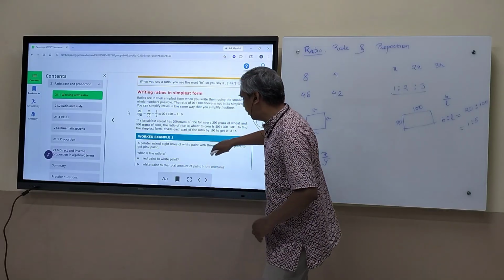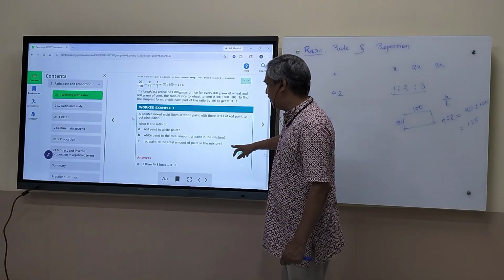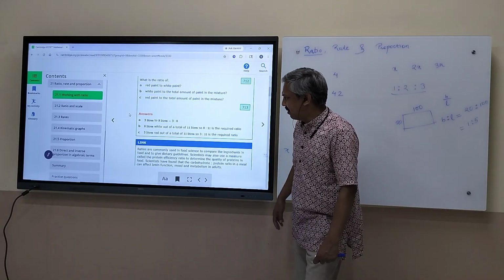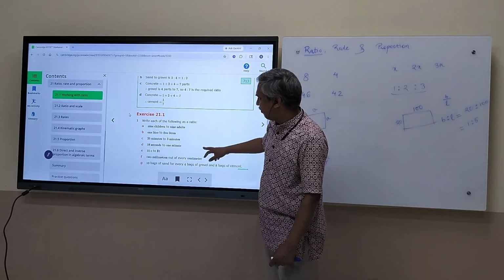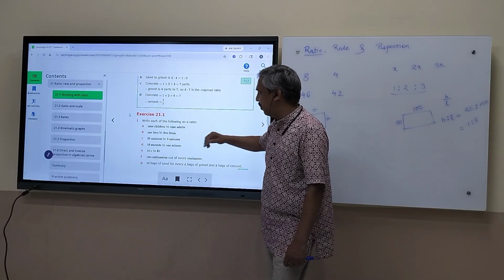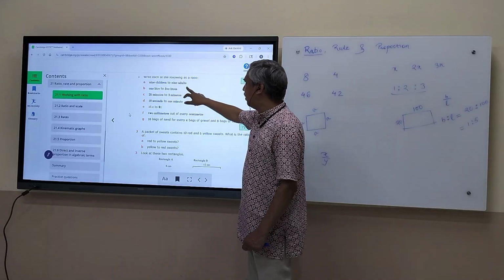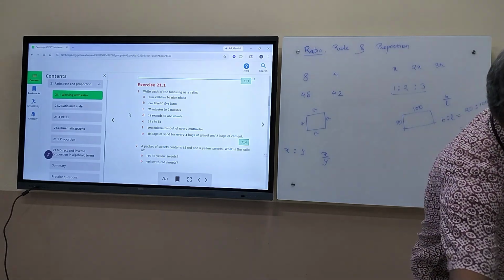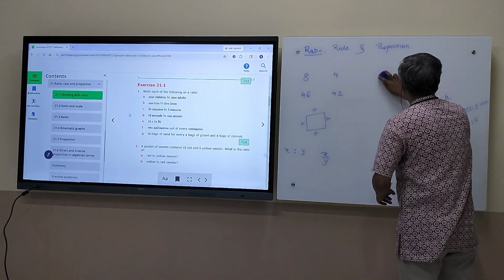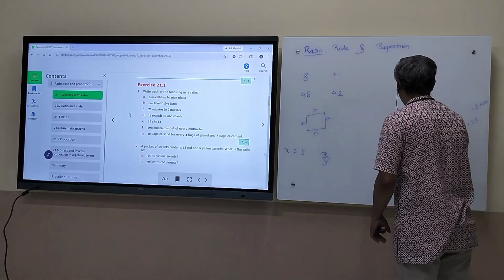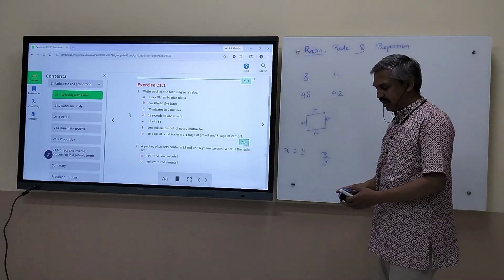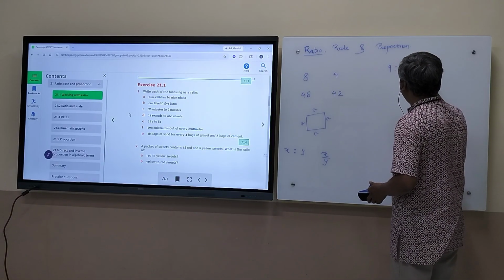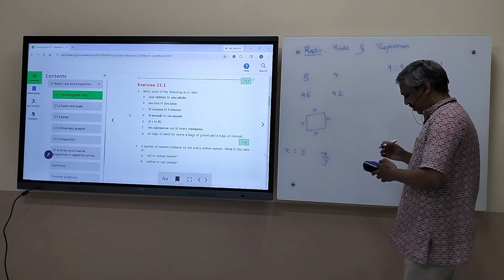Now let's see some examples. We'll directly start with the exercise. Exercise 21.2. Write each of the following as a ratio. 9 children is to 9 adults. Now we are not comparing the adult with children. We are comparing the numbers. The numbers are 9 is to 9. That is equal to 1 is to 1.